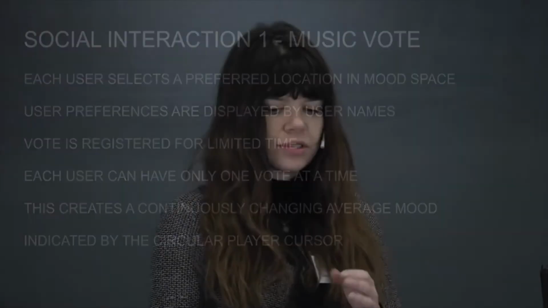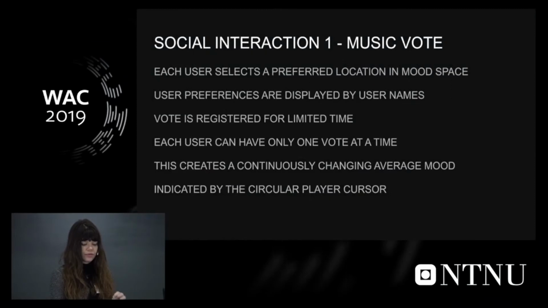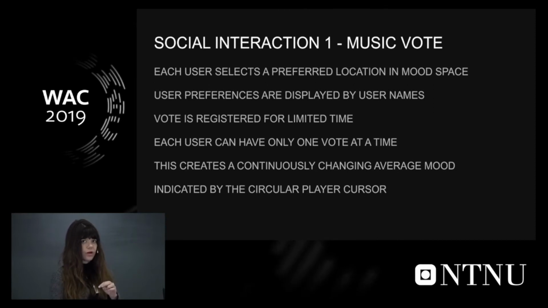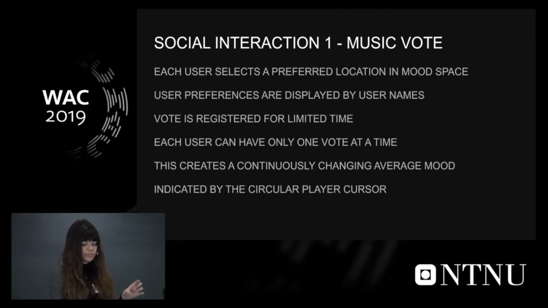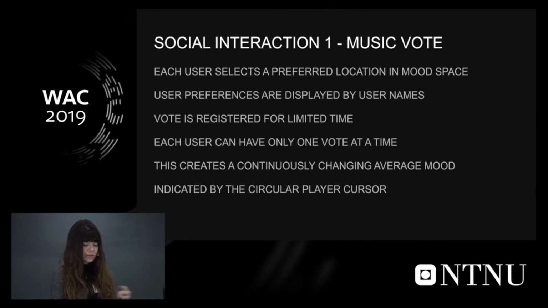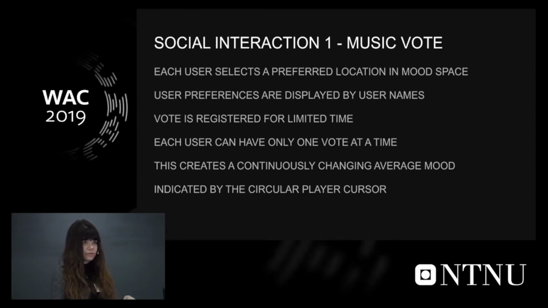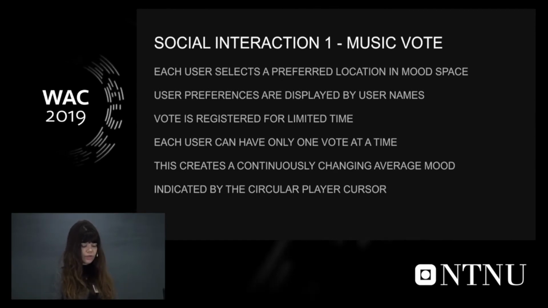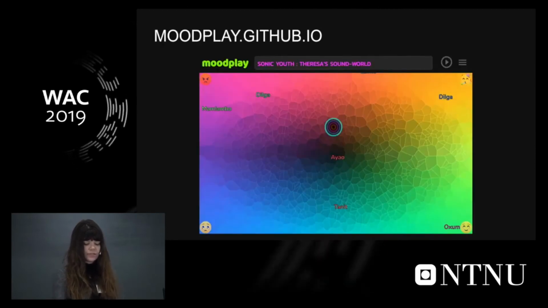One is the social interaction to vote for music, where each user selects a preferred location in this mood space. The user preferences are then displayed by their names on this plane. Your vote counts for a certain time before it disappears, and you can only vote once until it has disappeared. On the plane there is an average mood that changes depending on who is voting, and there's a cursor, and that cursor will then play the music. That's how it looks.